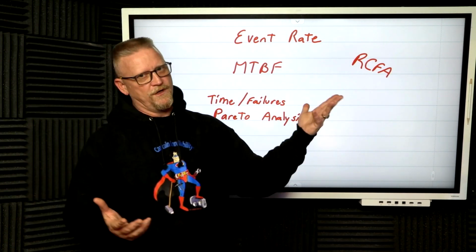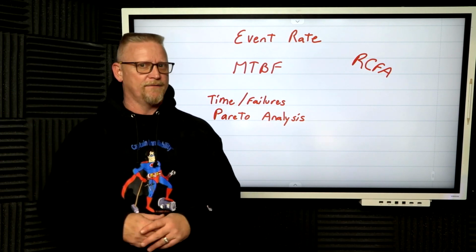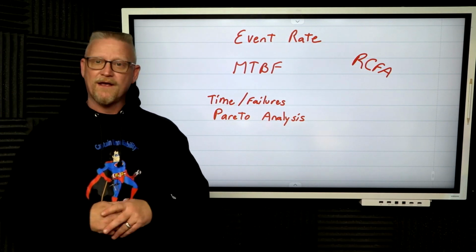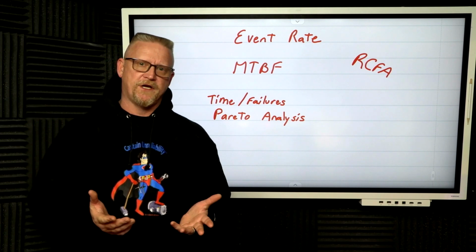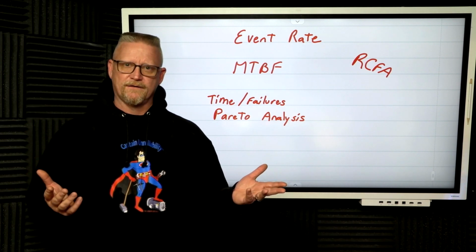The output of that root cause failure analysis should be some action items. We take those action items and implement them, and suddenly our event rates change. And that's how we get better.